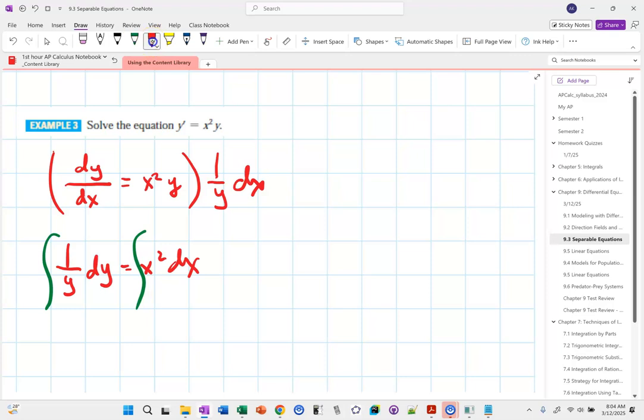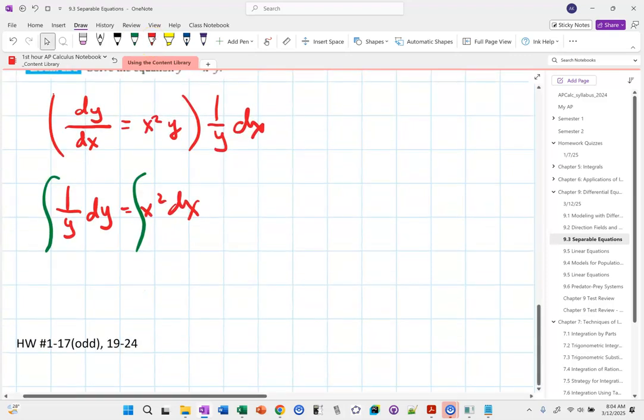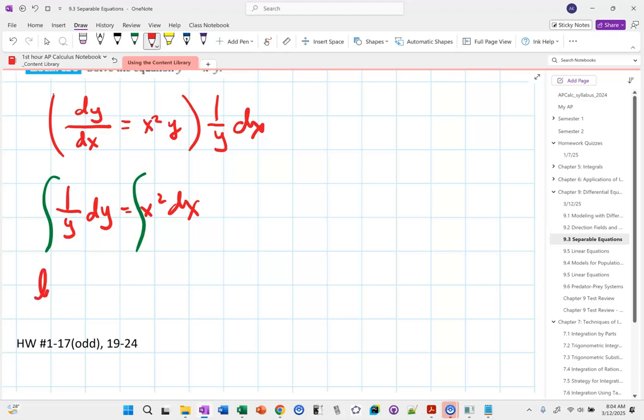And integrate both sides. The antiderivative of 1 over y is natural log y, almost. Yeah, natural log absolute value y. And the antiderivative of x squared, we've done that already. That's x cubed over 3, and then we still have the plus c, right?